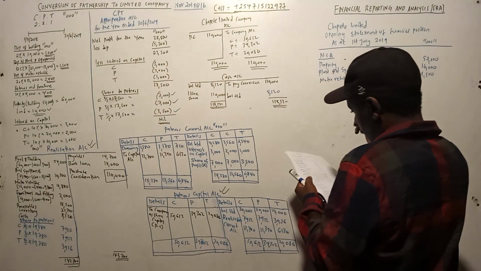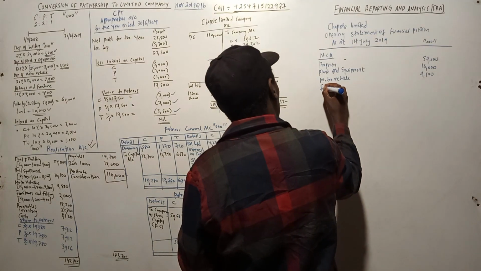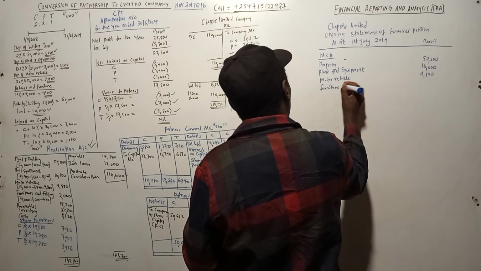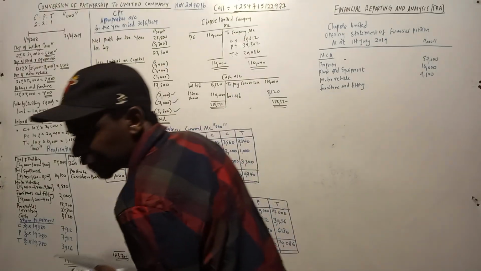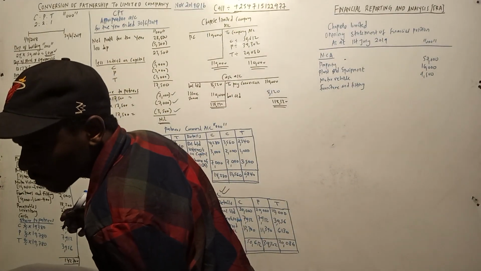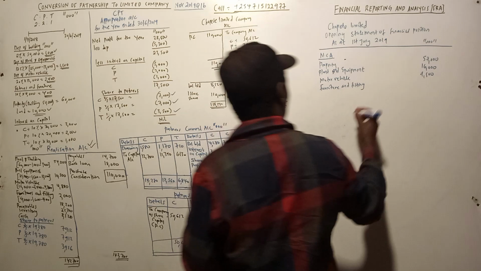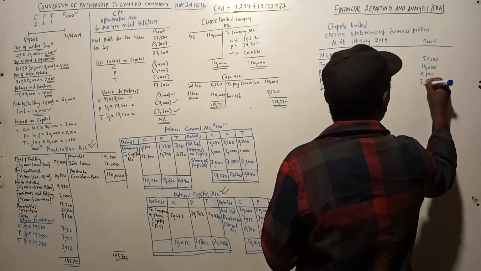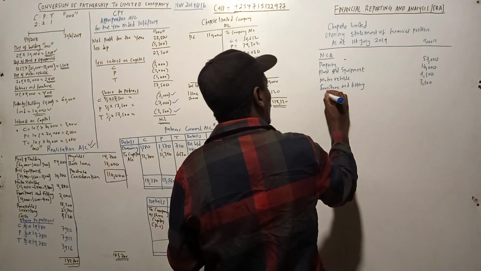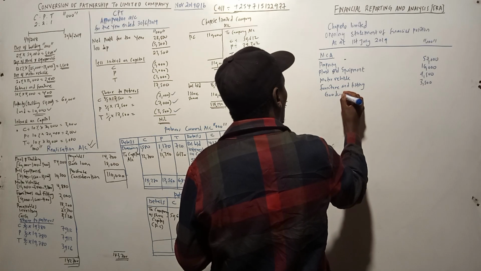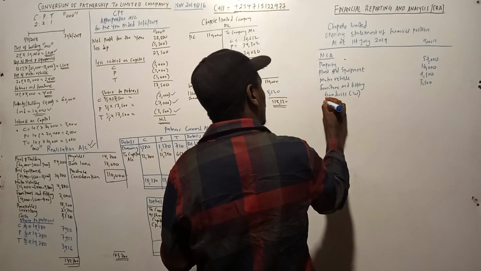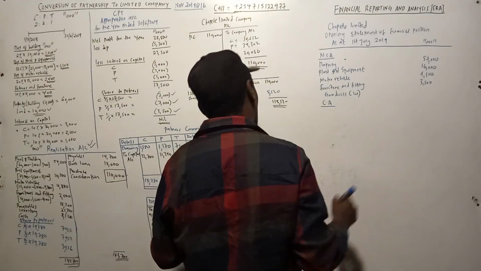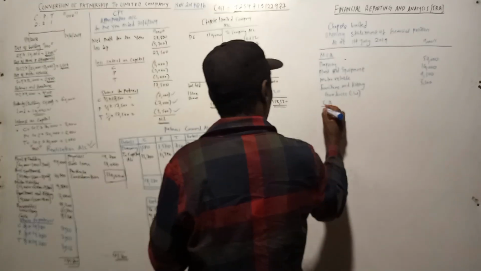Furniture and fitting. How much for furniture and fitting? Furniture and fitting is 3,500. Then you need to add something else. Goodwill. This one requires a working. So then we go to current assets, our current assets, inventory.